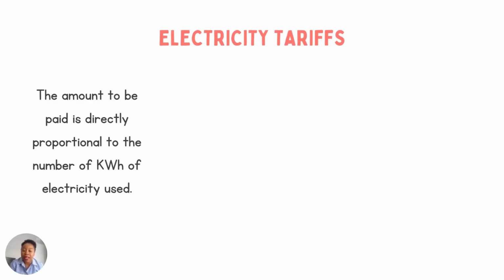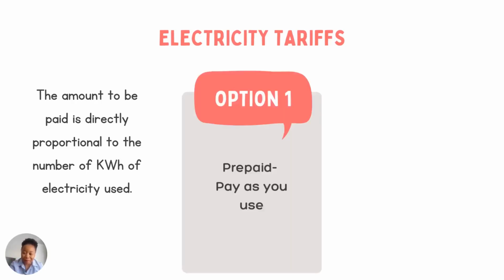The amount to be paid is directly proportional to the number of kilowatt hours of electricity used. So this means that the more you use, the more you pay, and the lesser you use, the lesser you pay. So it's really up to you how much you spend at the end of the day. So electricity has 2 options. The first one is prepaid, which is the pay-as-you-use option. So what this means is that in the beginning of the month, you can buy electricity for 100 rand. You'll be given specific units for that amount, and you can only use up to that far. And if you finish that, your electricity will cut, you'll have to go and buy again, and so on and so on. So you pay as you use.